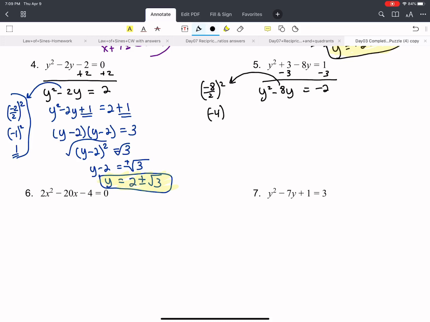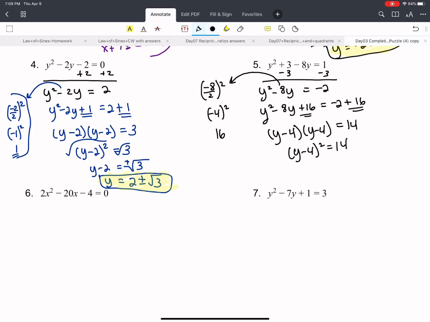That would be negative 4 squared. So that's 16. So the magic number is 16. Remember, both sides. So now we got a factor: y minus 4. Some people start skipping steps. You can. Y minus 4 squared is 14.